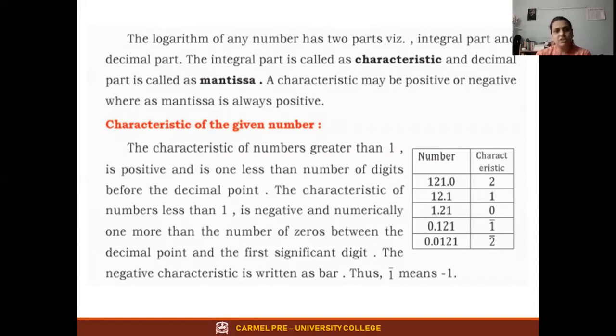A logarithm has two parts. One is called the characteristic and the decimal part is called the mantissa. So every logarithm value will have one characteristic part and one mantissa part. Mantissa is the decimal part after the point and characteristic is before the point. The characteristic may be positive or negative, whereas mantissa is always positive.